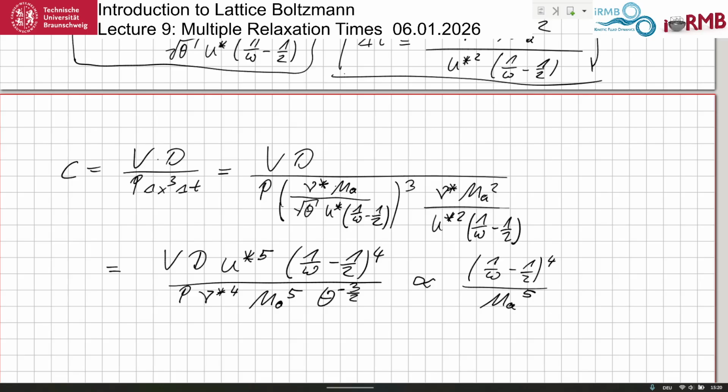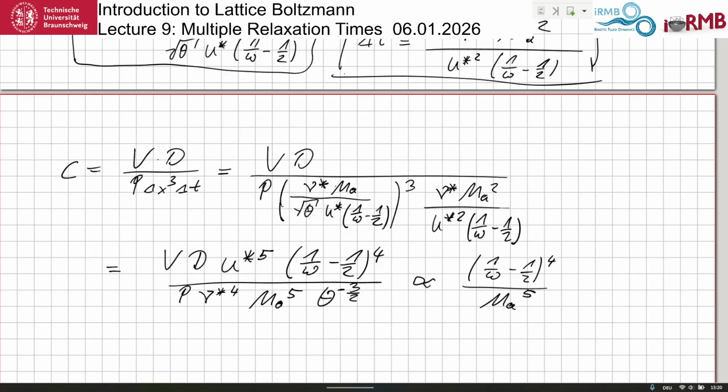Actually, I'm surprised about this. Yeah, that it's really like this. Okay, so the problem is, now you see there's Mach number to the power of 5, but anyway, Mach number must be very, very small. So it's a big lever, but it doesn't have a lot of way to move.